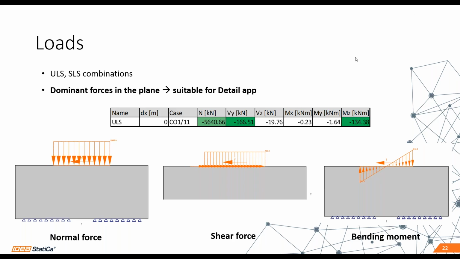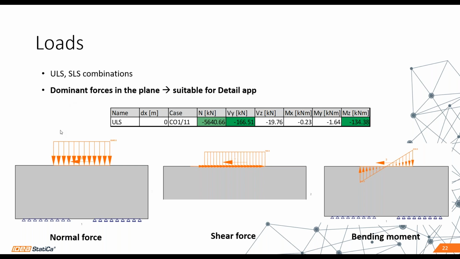So it's a wall. You can see the torsion moment and the bending moment in the out-of-plane direction are very low. So this is suitable for the detail app. The dominant forces are in the plane. And how to put there the internal forces?